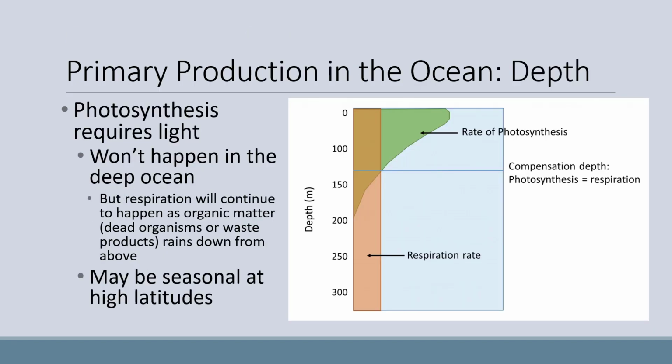Primary production varies a lot with depth in the ocean. This is because primary production, at least photosynthetic primary production, requires light, and light decreases exponentially with depth, with areas below a couple hundred meters in complete darkness. So photosynthesis won't happen in the deep ocean. The graph on the right shows a depth profile in the upper 350 or so meters of the ocean. You can see that the rate of photosynthesis is high near the surface and then tapers off and eventually goes to zero. But respiration will continue to happen as organic matter, which consists of dead organisms or waste products, rains down from above. Photosynthesis may also be seasonal at high latitudes because there will be tons of light in the summer and little to no sunlight in winter months.